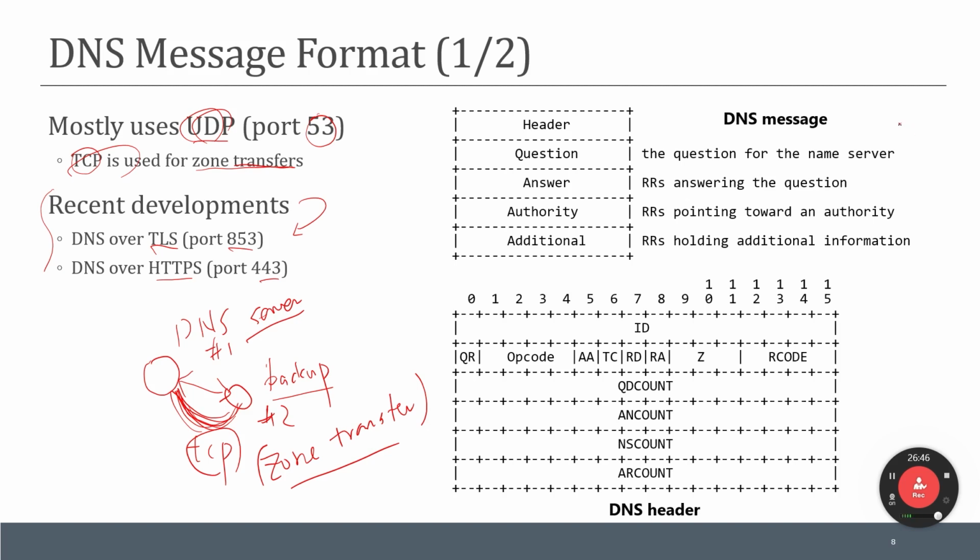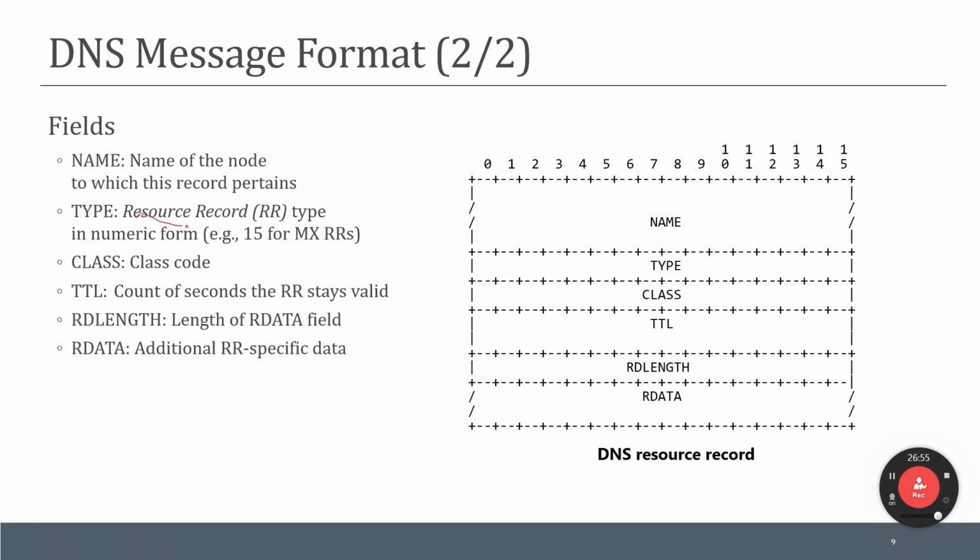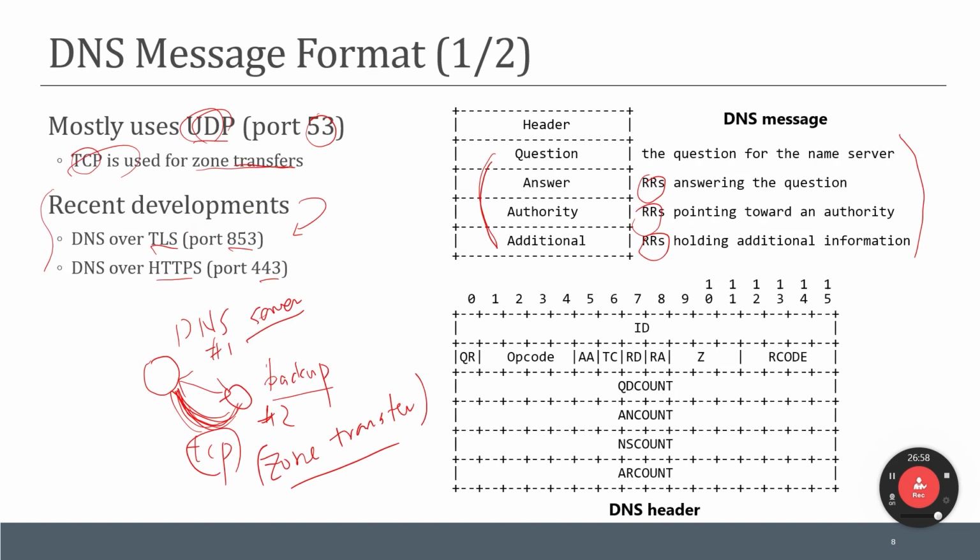And here are DNS messages. These are important messages. What is RR? If you go to the next slide, RR represents resource record. So these are resource records, important information about the domain name. So it contains the question, what is this domain's IP? And it contains the answer, what is the authority? If there is any additional information, the additional field contains it. And this is the DNS header for reference.